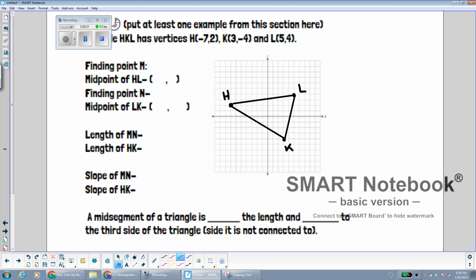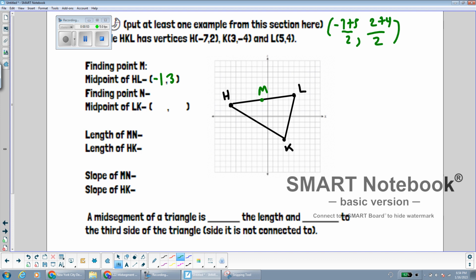So I'm going to find the midpoint of side HL. So that's using points H and L. So that would be (-7 plus 5) over 2 comma (2 plus 4) over 2. Okay, so what I have here is -2 over 2, which is -1, and 6 over 2, which is 3. So that's -1, 1, 2, 3. And look at that, that is right in the middle.